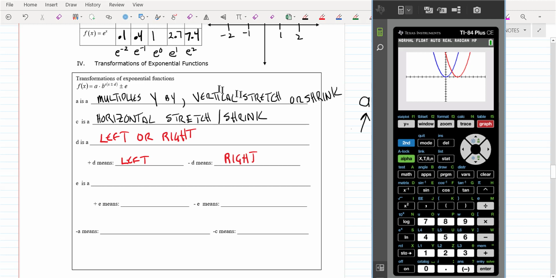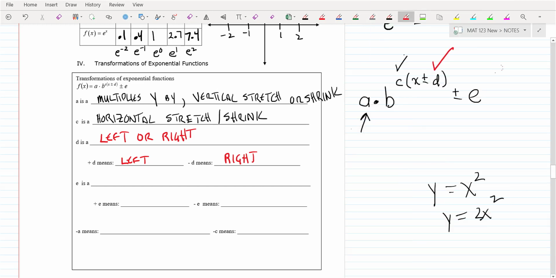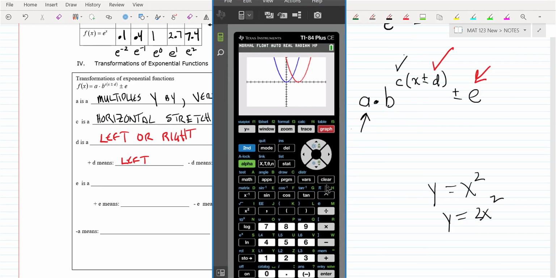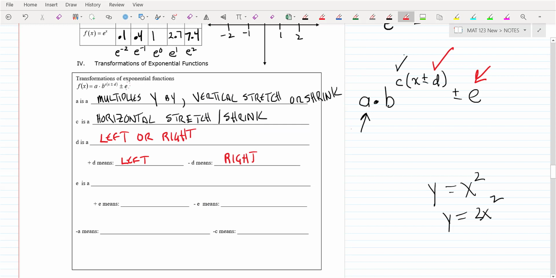Then the next thing we learned is this. For instance, if you had this, and all functions work the same way. If I did x squared plus 3, what happens to the parabola? It goes up 3. If I did minus 3, it would go down 3. So it depends on where that number is. In this case, it works the same way. That e is going to take you either up or down. If it's plus, it takes you up. If it's minus, it takes you down.